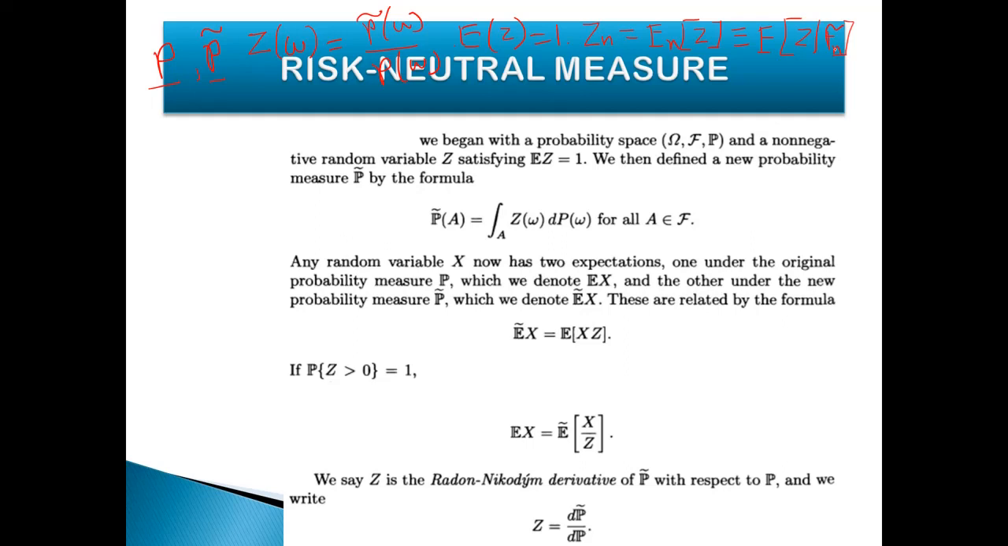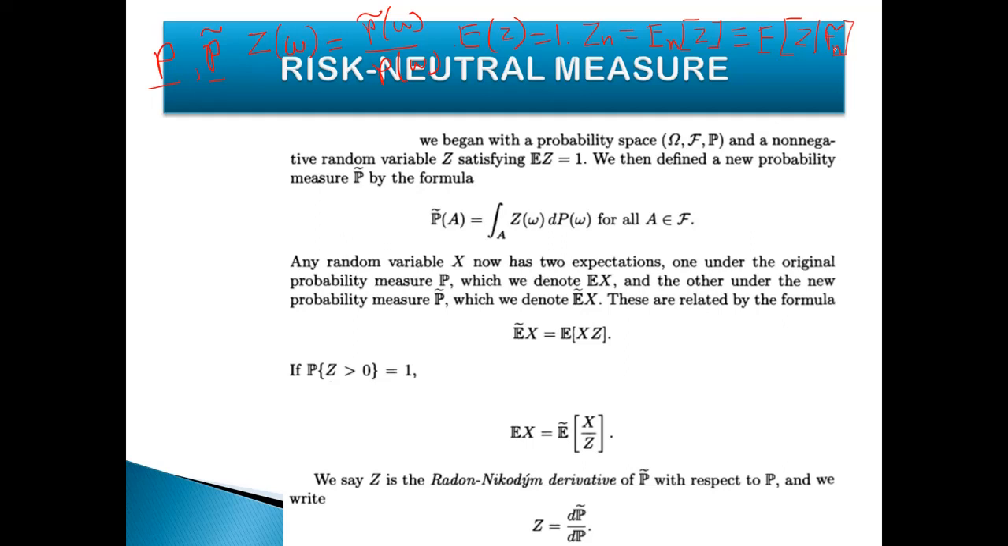So how do we do it? We begin with a probability space (omega, F, P). This is the actual probability. We start with this one, and a non-negative random variable Z satisfying E Z equals 1, the expectation with respect to P of Z is equal to 1. We then define a new probability measure P tilde by the formula: P tilde of any event A is the integral over A of Z of omega dP of omega.